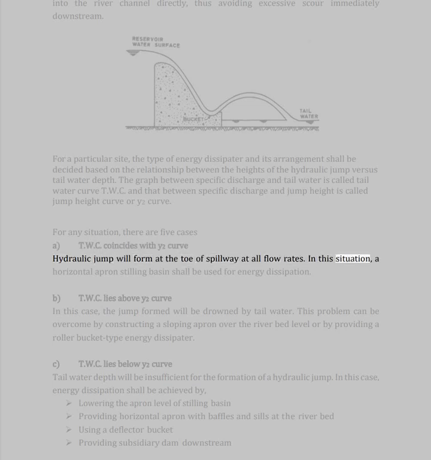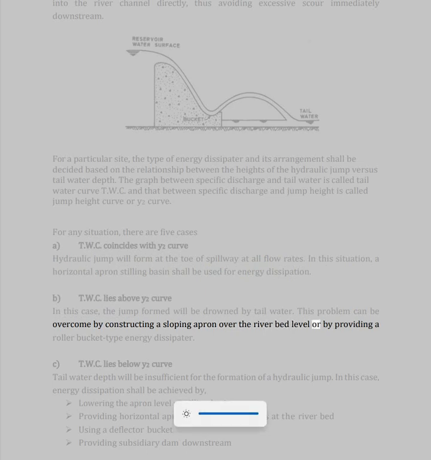In this situation, a horizontal apron stilling basin shall be used for energy dissipation. B. TWC lies above Y2 curve. In this case, the jump formed will be drowned by tailwater. This problem can be overcome by constructing a sloping apron over the river bed level or by providing a roller bucket type energy dissipator.